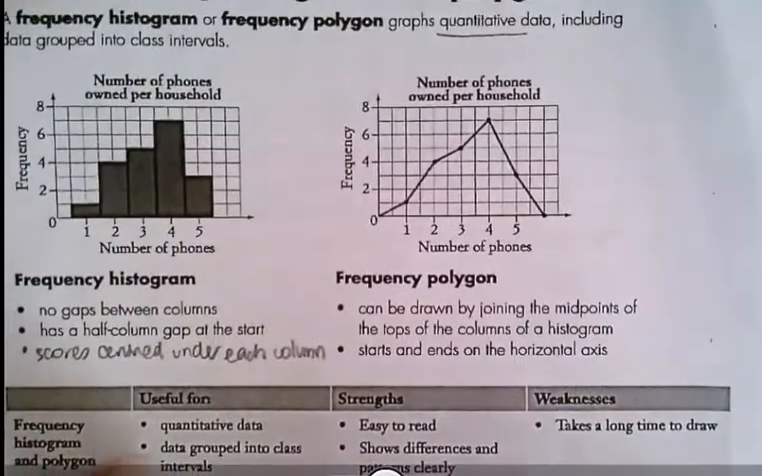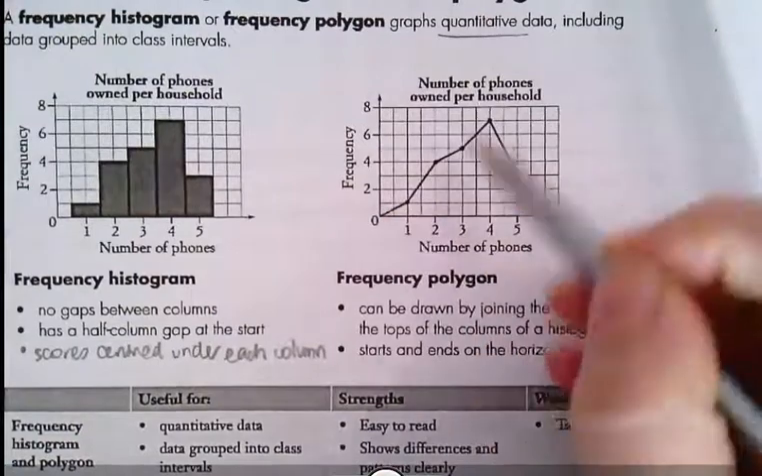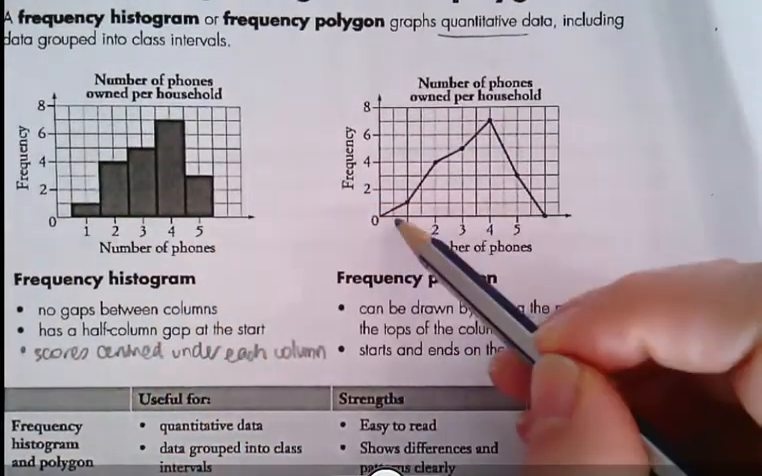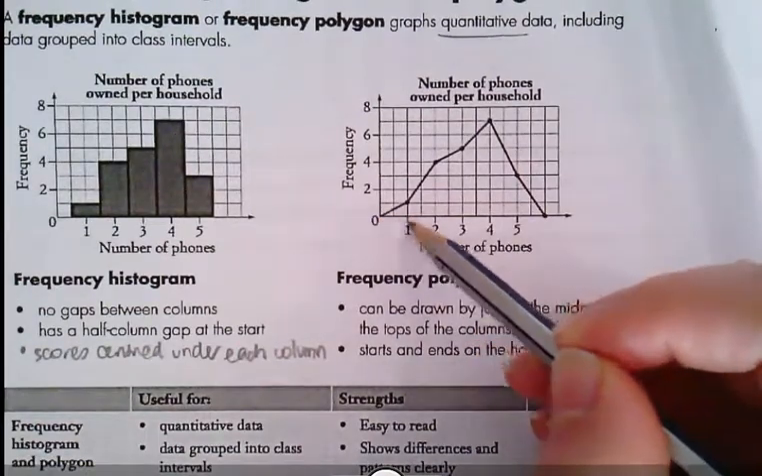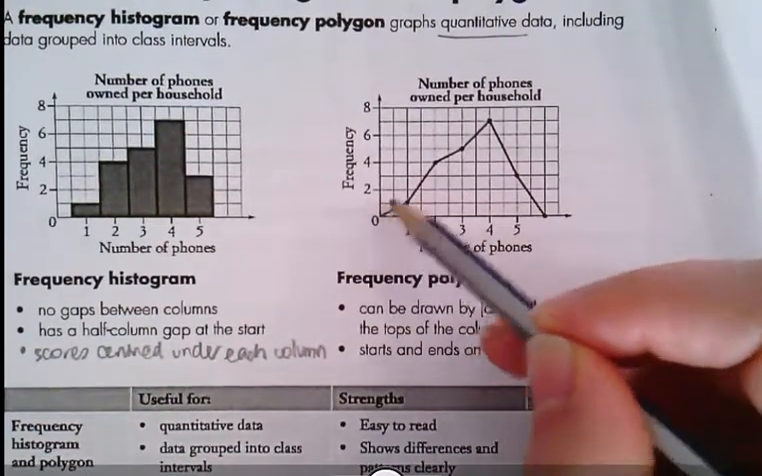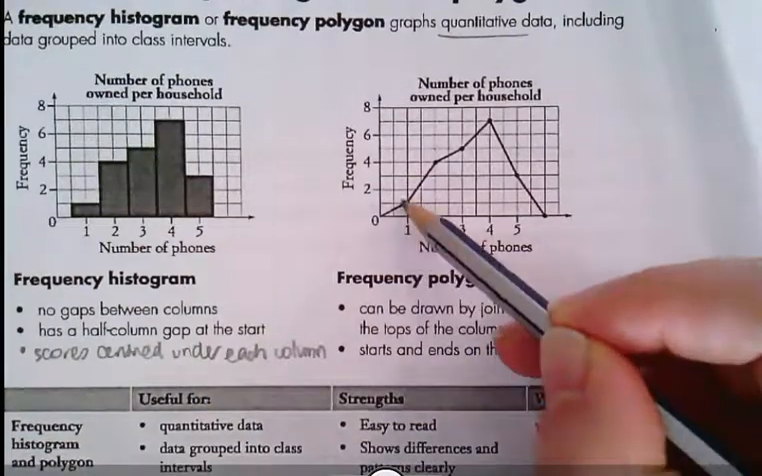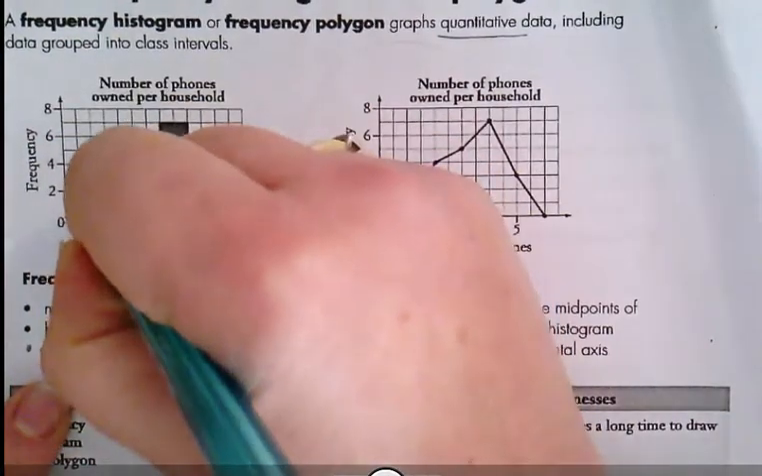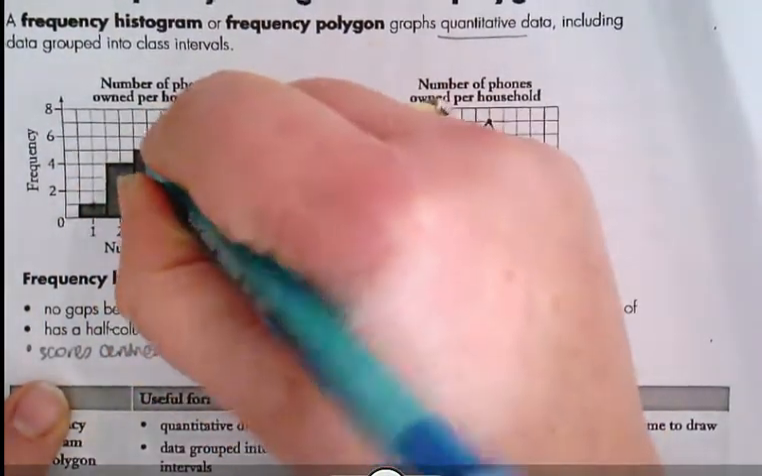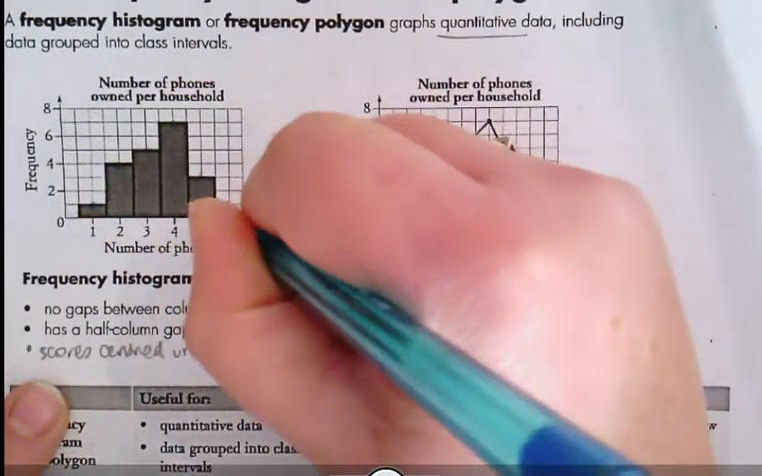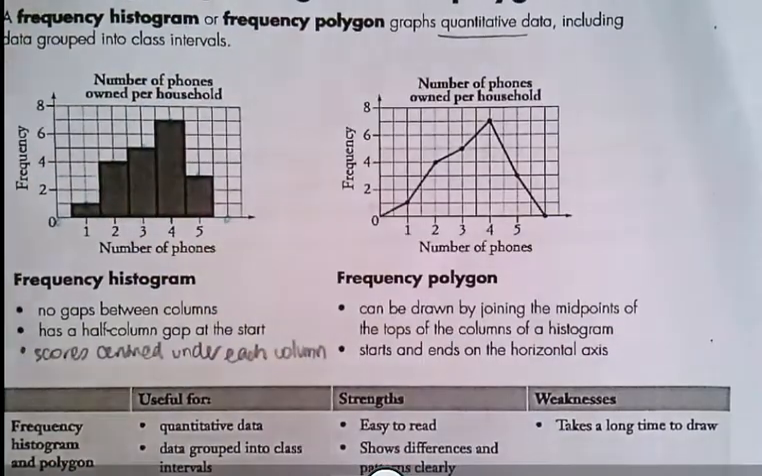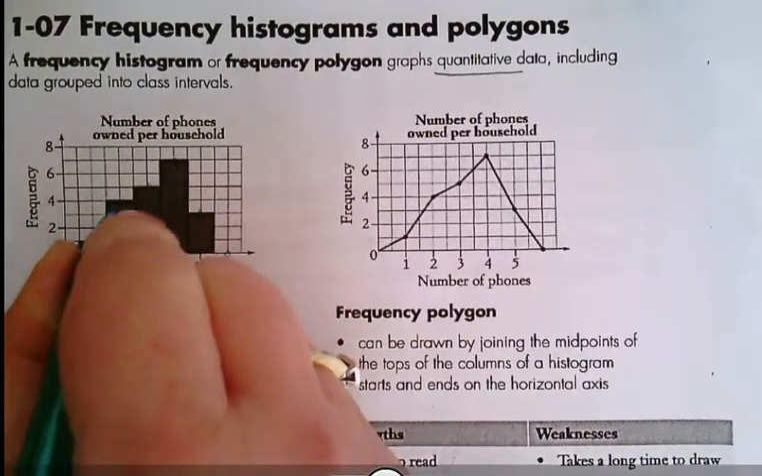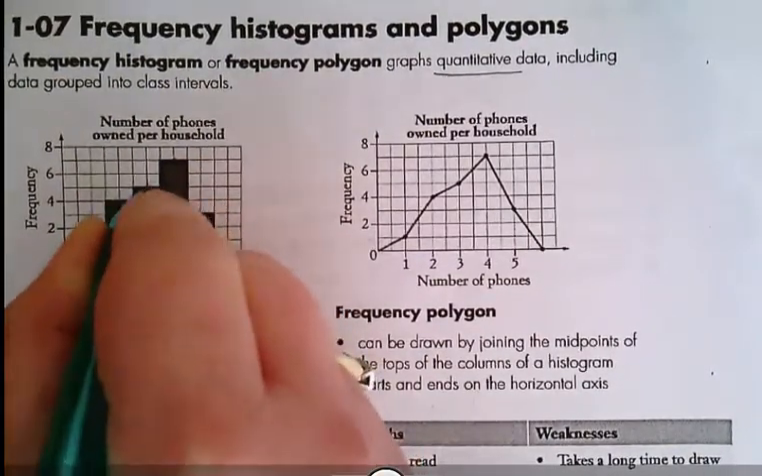And here is a line graph, the polygon. Often the polygon can be drawn on top, but this is a polygon just on its own. So notice that for one phone, the frequency is 1, but on this polygon, it would appear like this. The polygon can also be drawn on top of the histogram, and it starts half a column width away, and it goes like that. So you can have the polygon drawn on top.